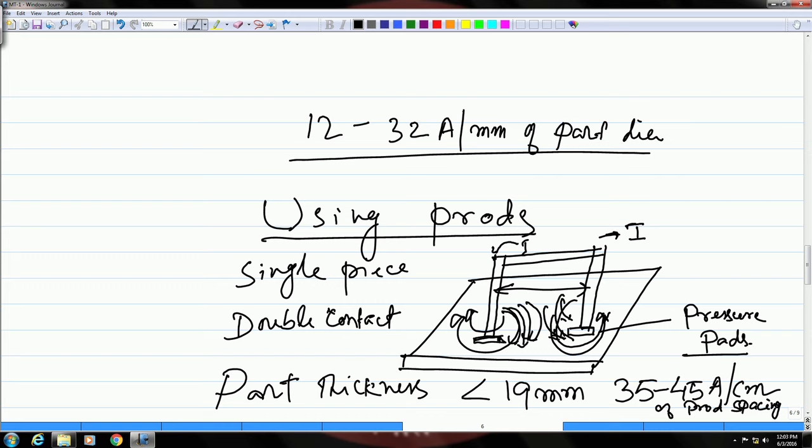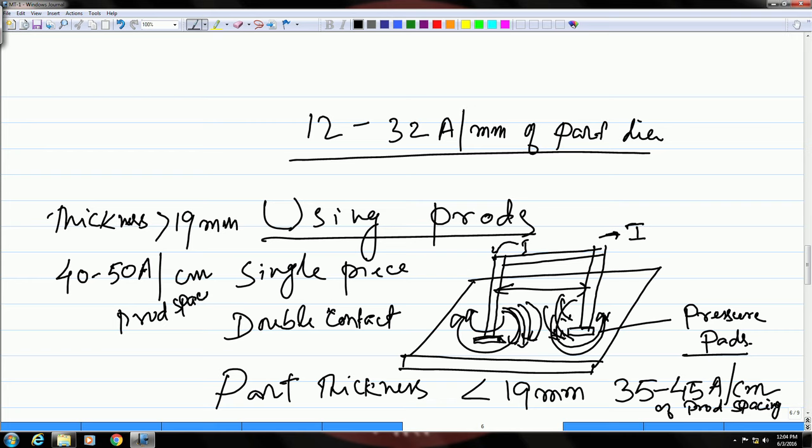That means if you have a 10 centimeter distance, for example, then for a part of thickness less than 19 mm, you would need a current in the range of 350 to 450 amps when the spacing between the prod legs is 10 centimeter. And for a part thickness of greater than 19 mm, the current requirement would also increase. In that case it would be 40 to 50 amps per centimeter of prod spacing. So this is the requirement of the magnetizing current for this particular method.